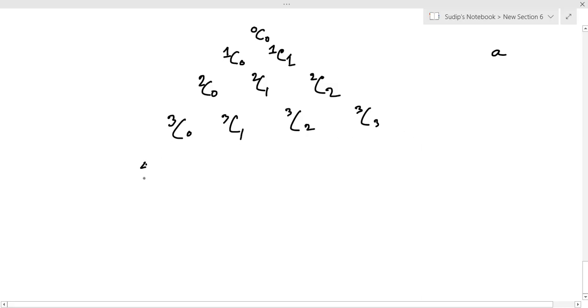If you are given four balls, you can choose no balls from here. You can choose one ball from four balls. You can choose two balls from four balls. You can choose three balls from four balls. You can choose four balls from four balls. Now we have got a triangle, not like Pascal's triangle, but we have got a triangle. Now let us find the values.